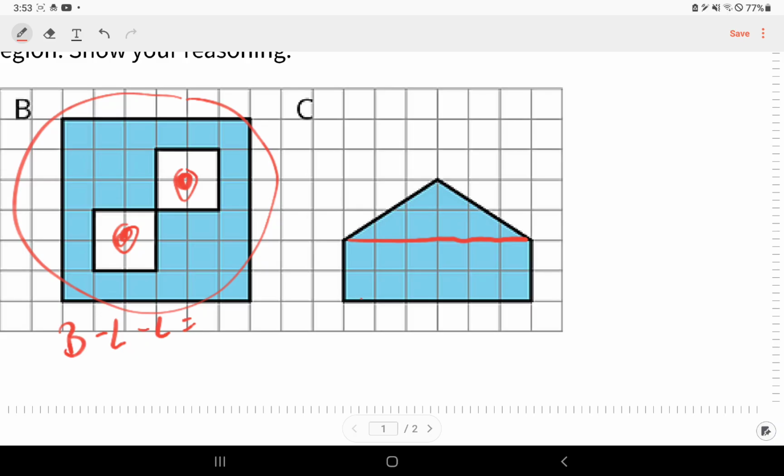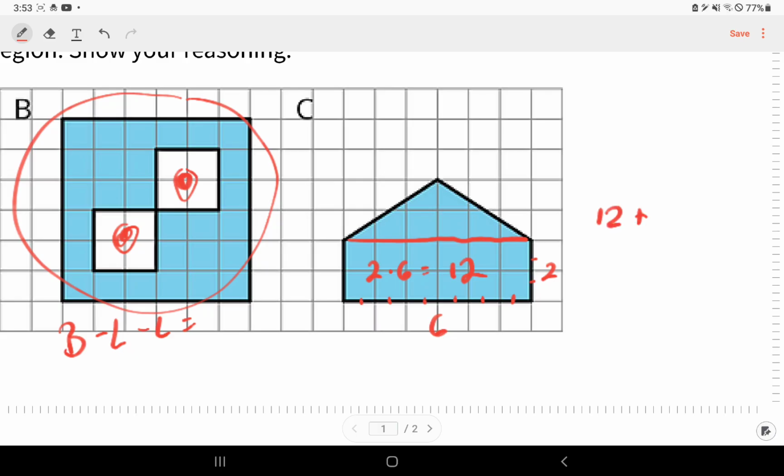So we've got a rectangle down here at the bottom. And so that's 1, 2, 3, 4, 5, 6. And 2 times 6, this area is 12. So we're going to have 12 plus.